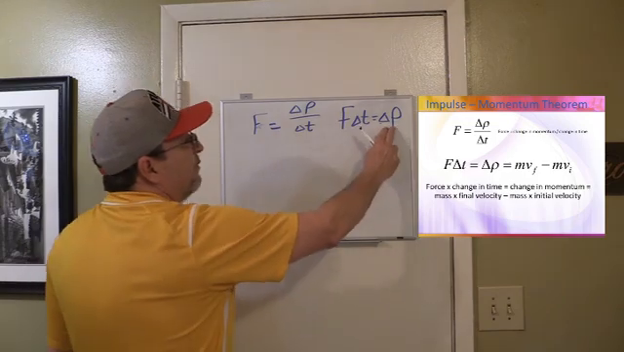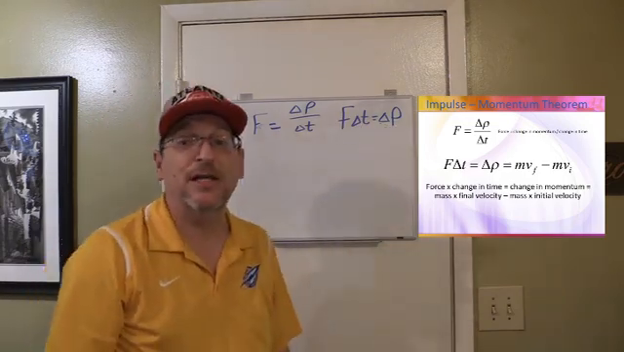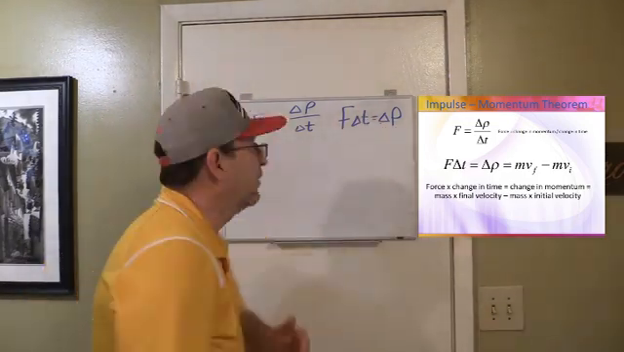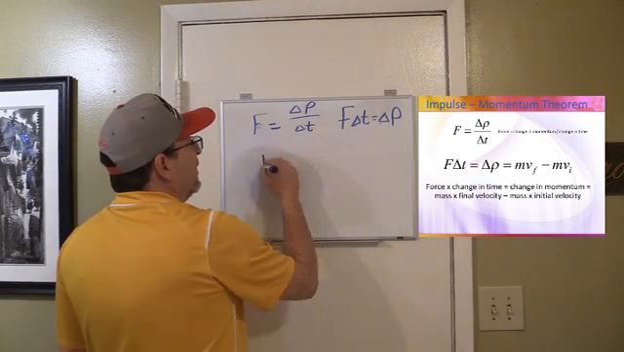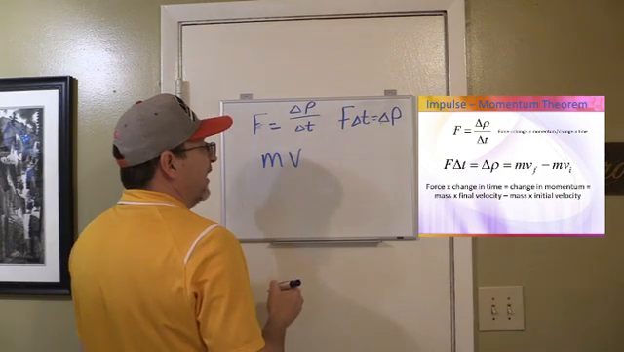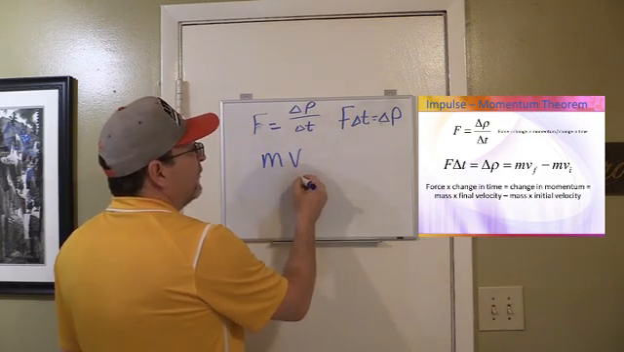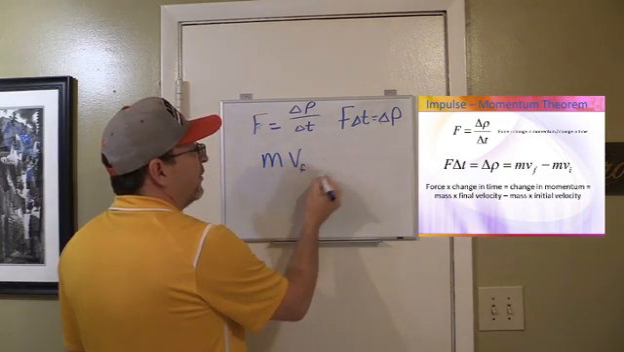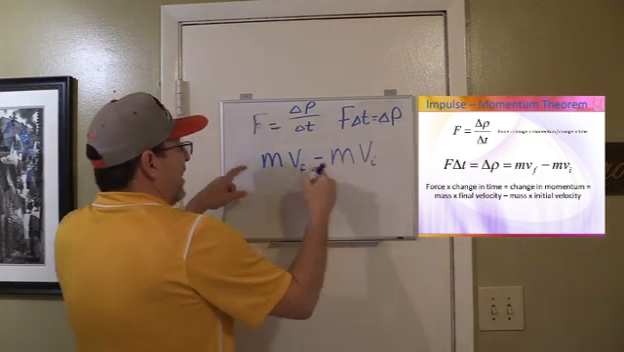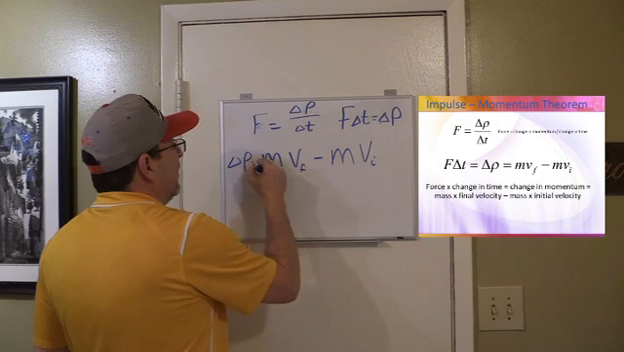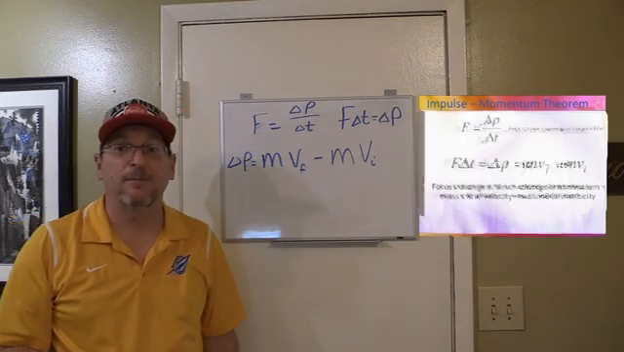Now, with the change in momentum, remember whenever we have a change in, it's always final minus initial. And if we think about what the formula for momentum is, mass times velocity. So let's just take it one step further and say this is mass times velocity final minus mass times velocity initial. And this is my change in momentum. Okay?